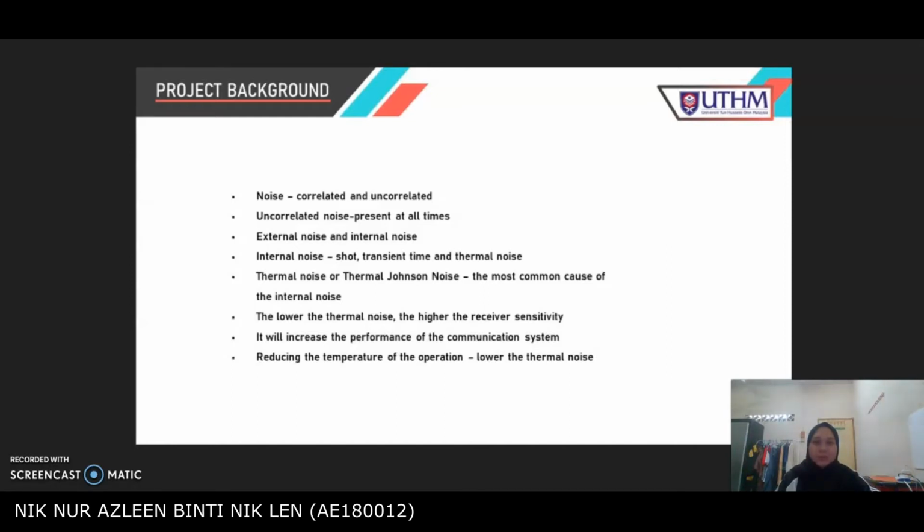I'm going to talk about the project background for this task. Noise can be divided into two parts, which are correlated noise and uncorrelated noise. For this task, we're going to talk about the uncorrelated noise. Uncorrelated noise is a noise that is present at all times. Uncorrelated noise can be divided into two, which are external noise and internal noise. In this task, we are focusing more on the internal noise.